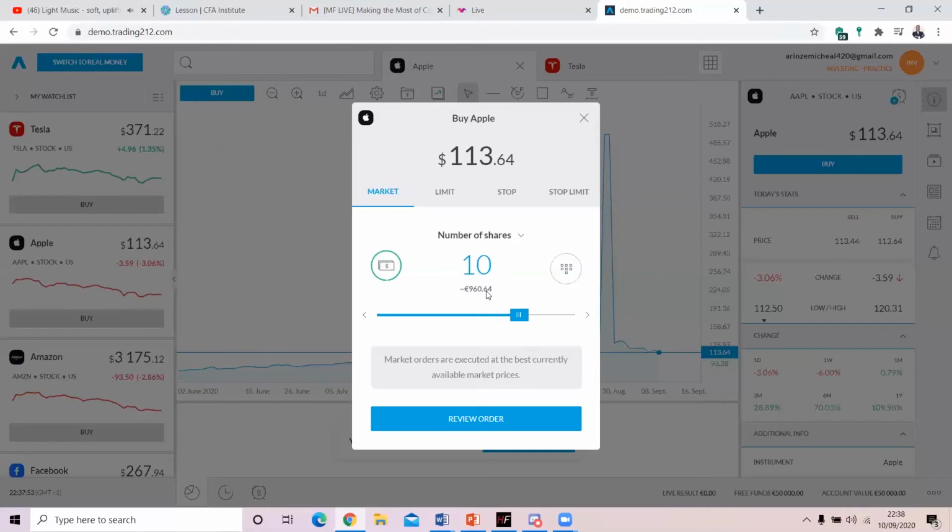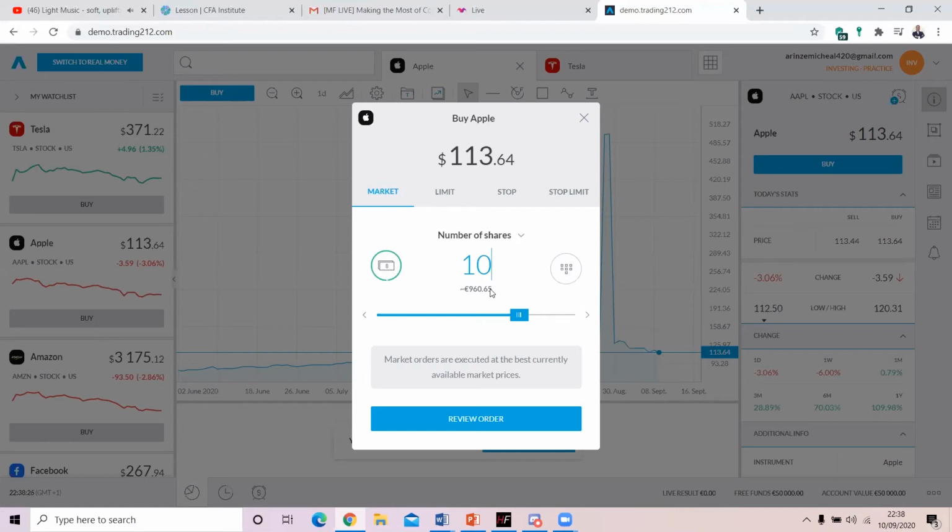Underneath the 10, you see the total cost for buying the shares. Sorry, the demo account is in euros, not pounds, pardon me. So this is the total cost for buying 10 Apple shares at this price. It's equivalent to 960.63 euros to get 10 Apple shares.